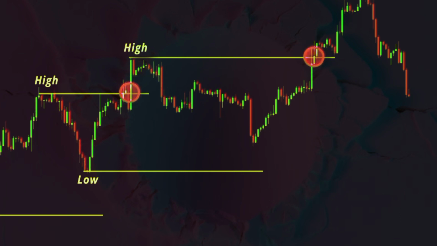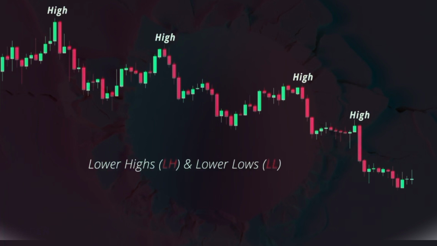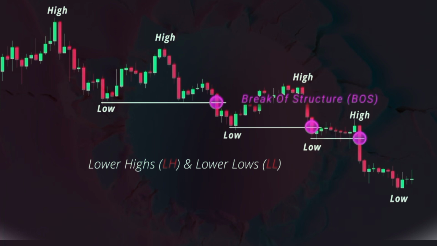Now, this breaking of the previous highs is also referred to as break of structure, and the same concept works for downtrends as well. In this chart, we can see that the price is forming lower highs and lower lows, while also creating break of structure towards the downside. Hence why this market is identified as a downtrend.